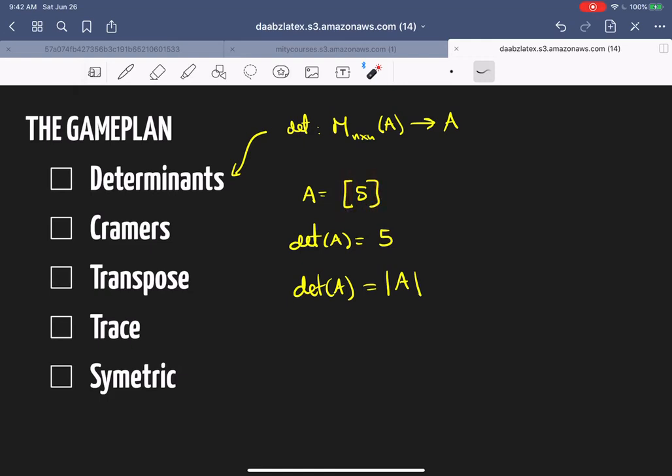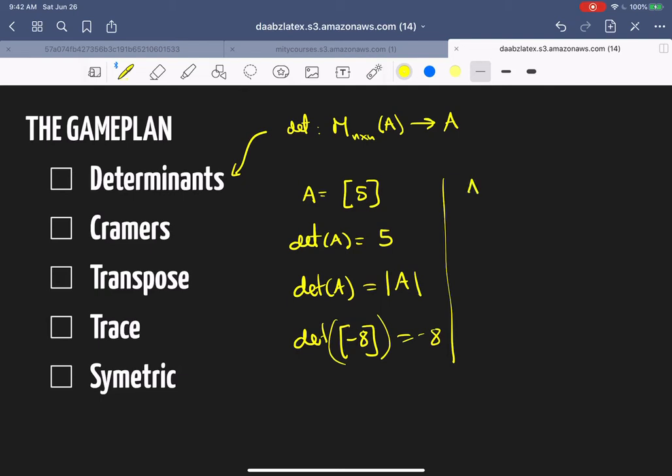Yeah. So for 1 by 1, it's the simplest thing in the world. All you do is take the number, whatever it may be. So the determinant of -8 would just be -8. That's it. End of story. Now let's make it a bit more interesting and consider 2 by 2s.